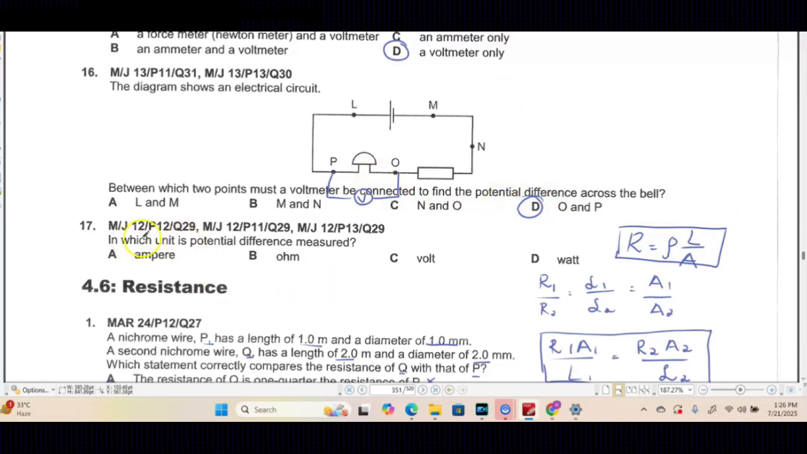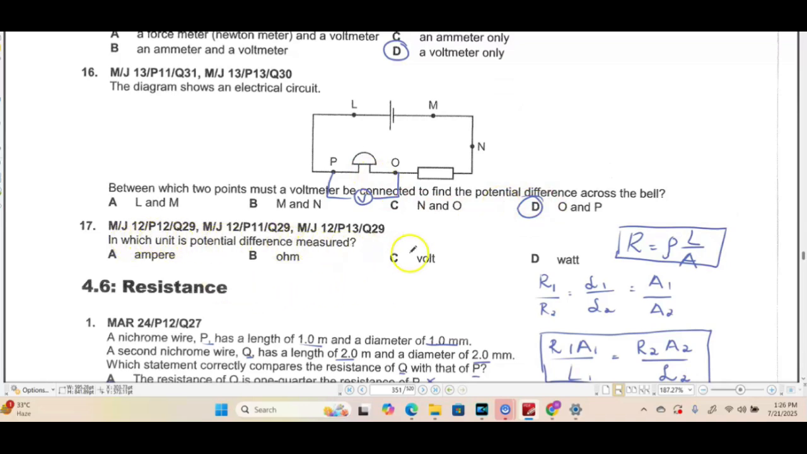Question number 17. In which unit is potential difference measured? It is measured in volts. So C is our correct option. So this brings us to the end of our topic 4.5, which was potential difference.